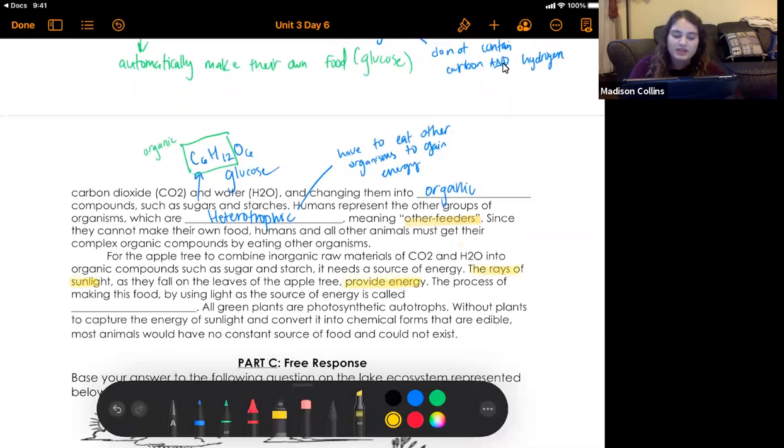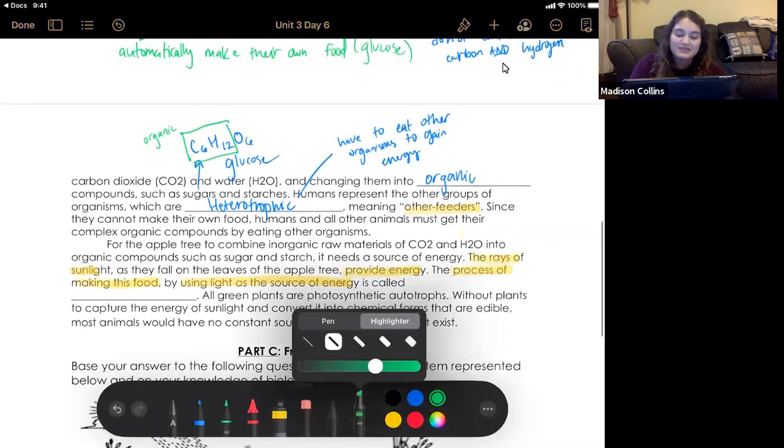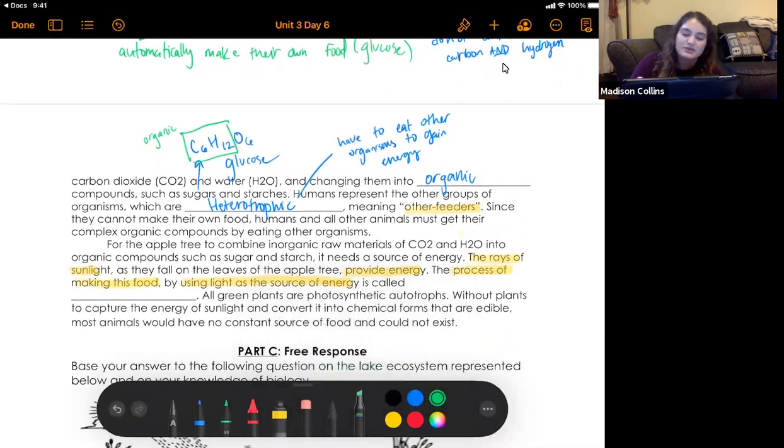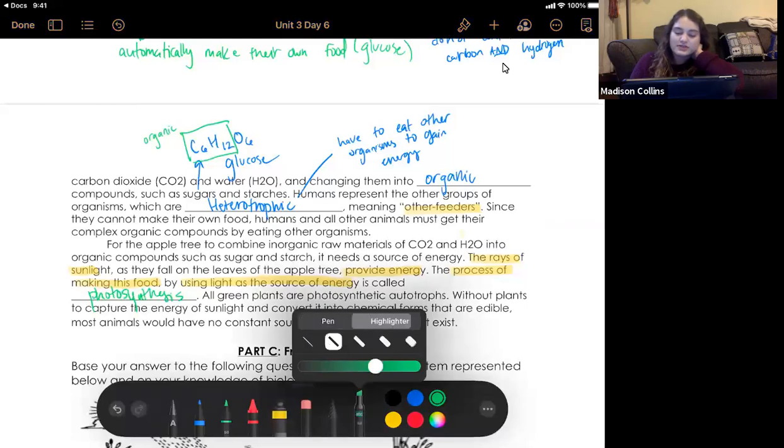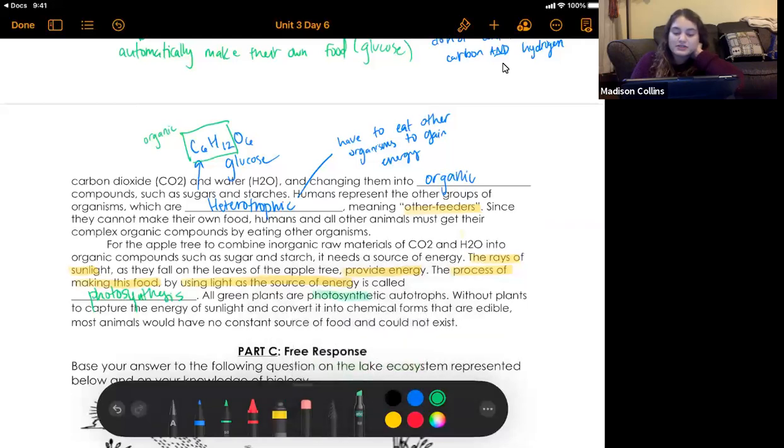The process of making this food using light as the source of energy is called blank. Hopefully you know that this is photosynthesis. The process of using sunlight to produce food, glucose, is known as photosynthesis. All green plants are photosynthetic autotrophs. That means that they undergo photosynthesis to produce their own food.